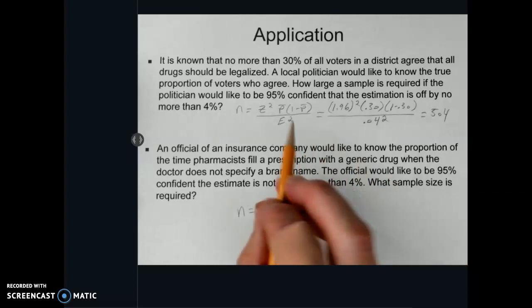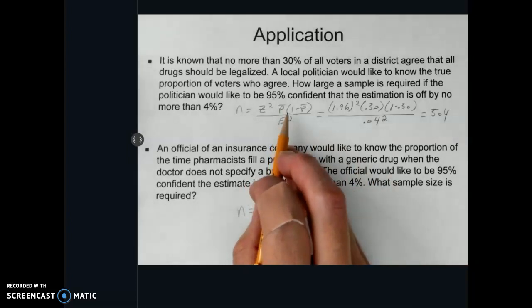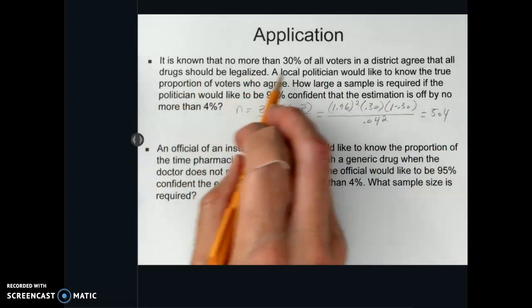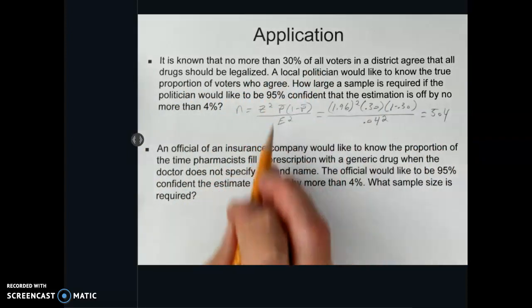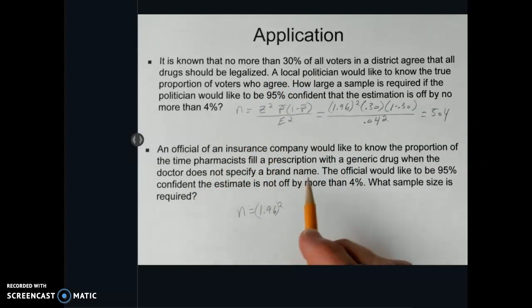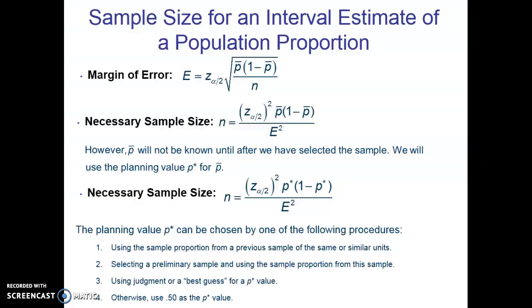Then we're going to multiply that by p bar times 1 minus p bar. Well, up here, we knew the p bar. Down here, we don't. So let's look at what options we have when we don't know p bar. Option 1 is use the sample proportion from a previous sample of the same or similar units. This might be a good one if we're repeating a past study. However, there's no indication in the question that that's occurring.